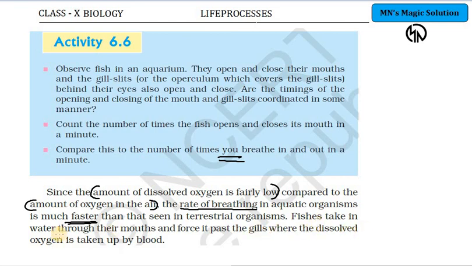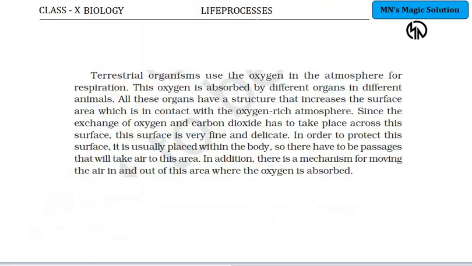So that is why the rate of breathing in aquatic organisms is faster compared to terrestrial organisms. The fishes take in water through their mouths and force it past the gills. The gills are richly supplied with blood vessels, so the dissolved oxygen there will be taken up by the blood. In terrestrial organisms, the oxygen required for respiration is absorbed by different organs in different animals. But the major similarity is that every organ's structure should increase the surface area in contact with the oxygen-rich atmosphere.